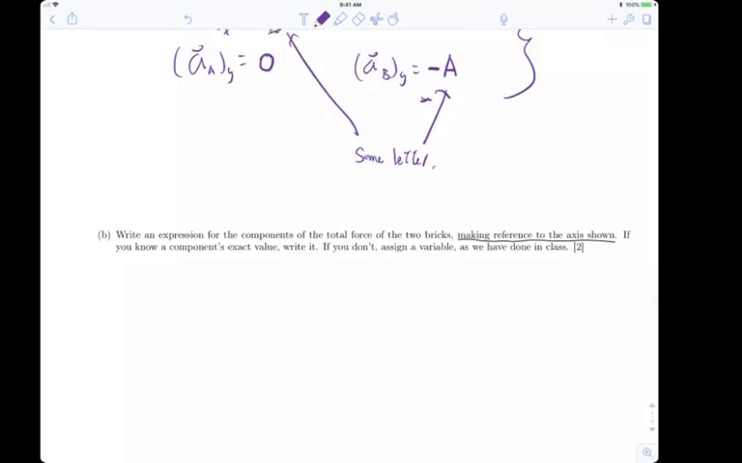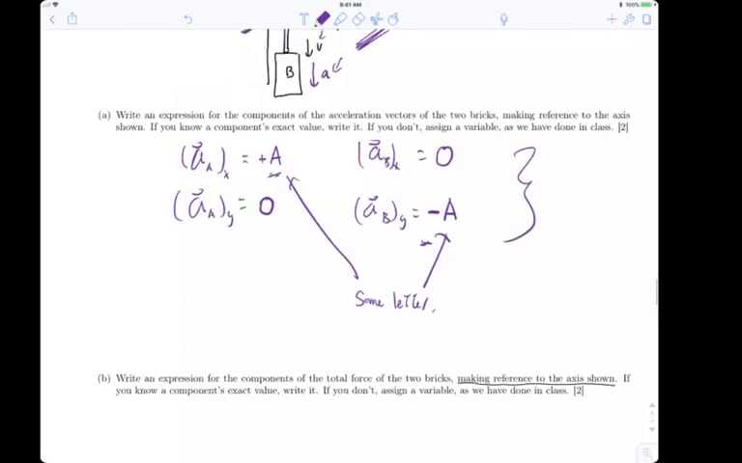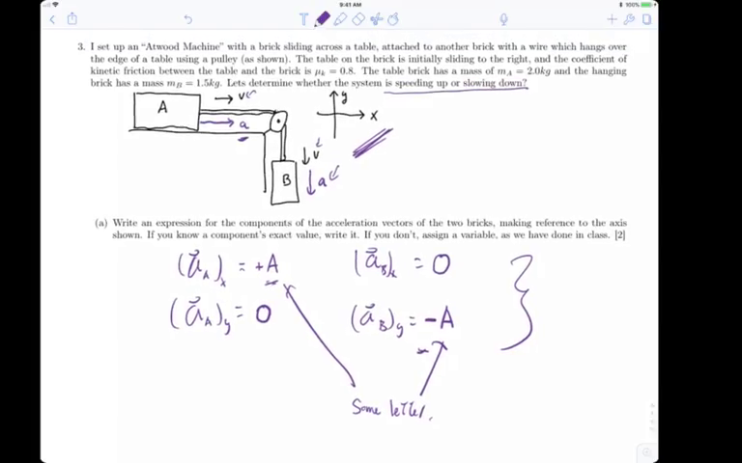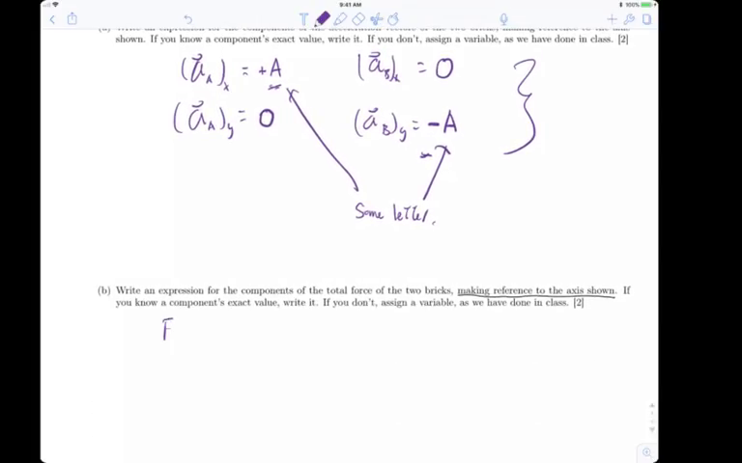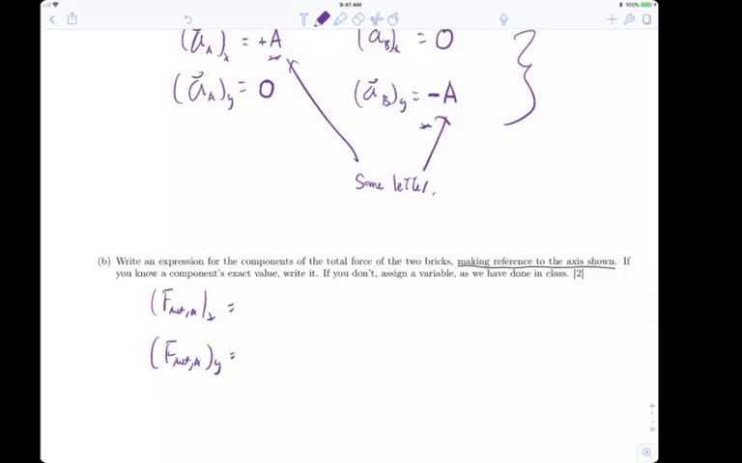Write an expression for the components of the total force. Okay, so essentially I'm just going to multiply each of these by the masses. So F net A in the x direction, F net A in the y direction. So the A has mass 2 kilograms. So this is going to be 2 times A, and this is 0. F net B in the x direction, F net B in the y direction. This is minus 1.5 A. You dig it?